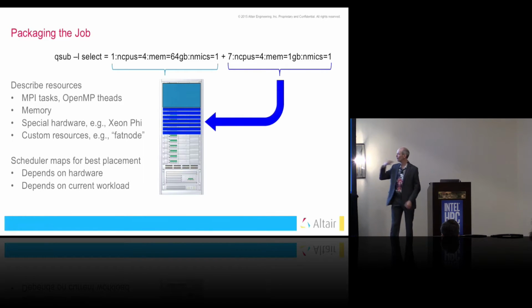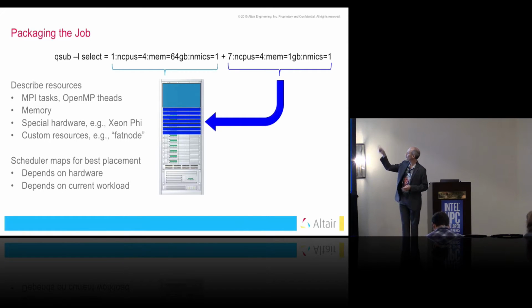So in this case, it's finding a really good spot, but maybe if there's only fat nodes, it will actually crunch some stuff together and put them on fat nodes. Maybe it would spread it out more, right? Depending on what the best thing is now. Not just for your hardware, but also for the workload, and not just for your hardware today, but the same description is going to work tomorrow too. So in this case, this is a 7-way MPI job, 64 gigabytes on rank 0. Each one's got 4 OpenMP threads, and each one wants 1 Xeon Phi.